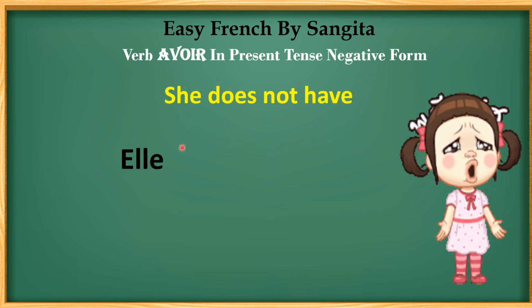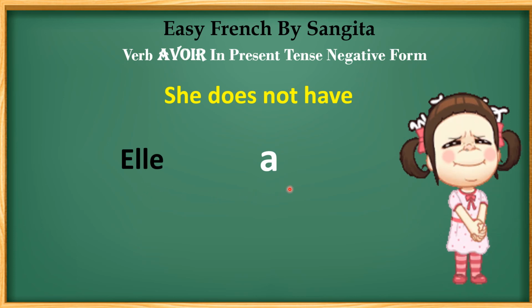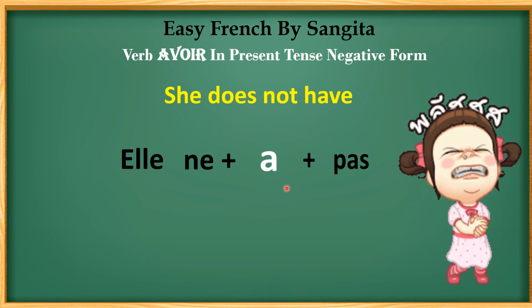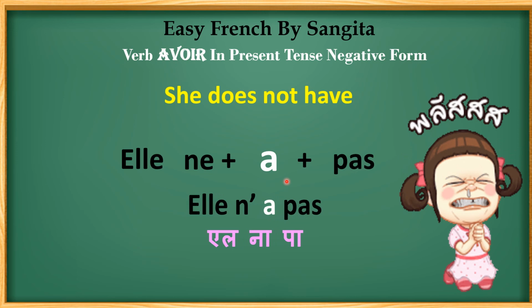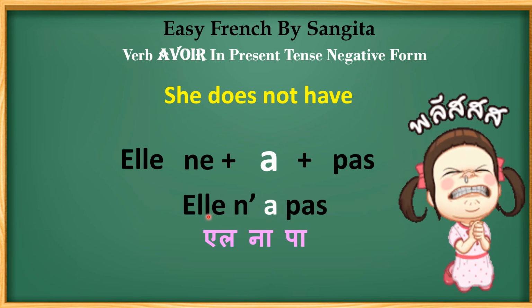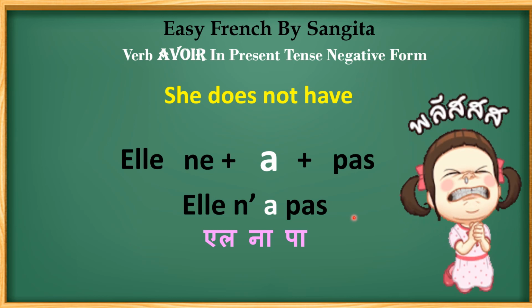So for she, we are going to write elle a. It means she has in the affirmative form. In the negative, ne and pas on either side of the verb conjugation, and then it becomes elle n'a pas. Elle n'a pas.